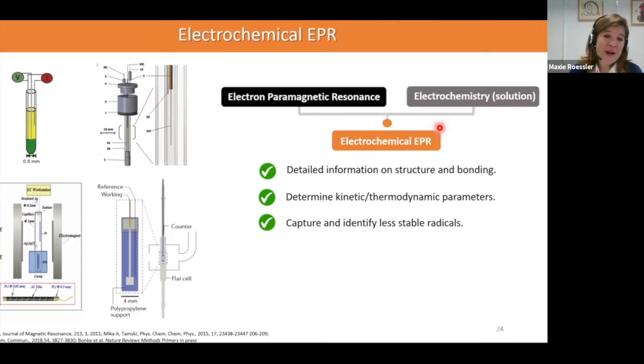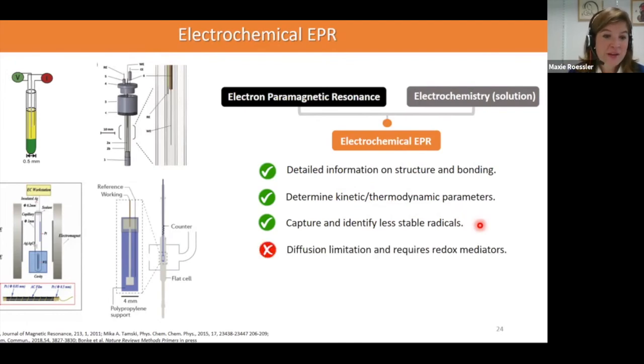And that's because you have this really nice combination in principle of getting detailed information on structure and bonding together with the reactivity and the kinetics and thermodynamics that you can get from the electrochemistry. And of course, you in principle also have the opportunity to capture less intense radicals. But in our case, where we are interested really in redox active proteins, there is a really major limitation with all the setups that are out there.